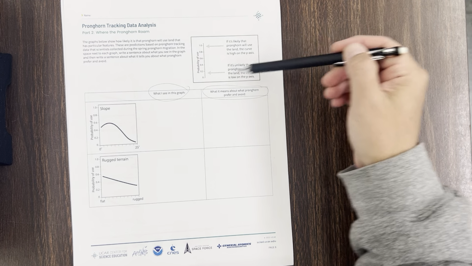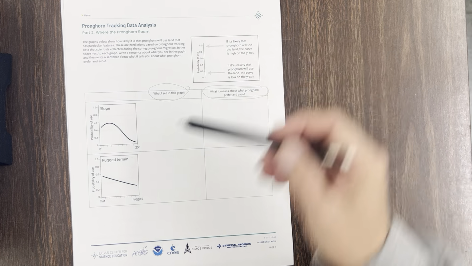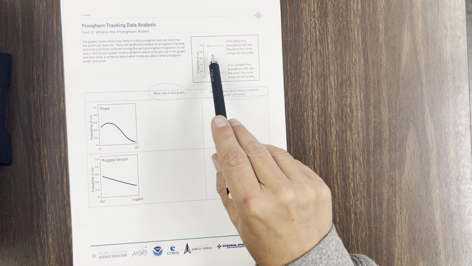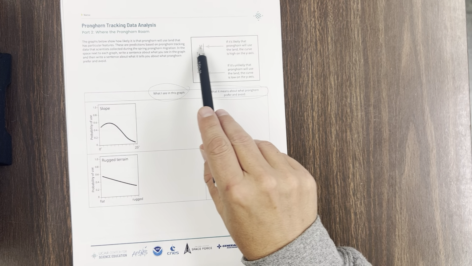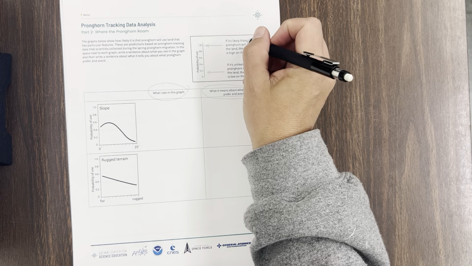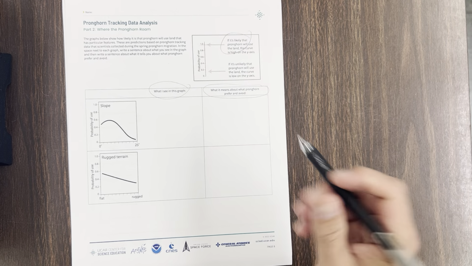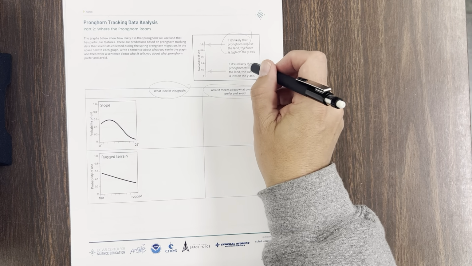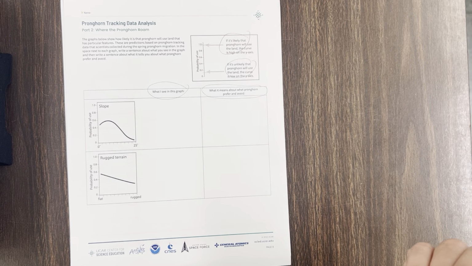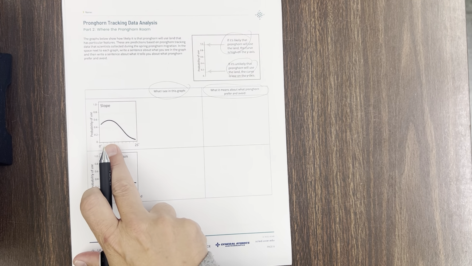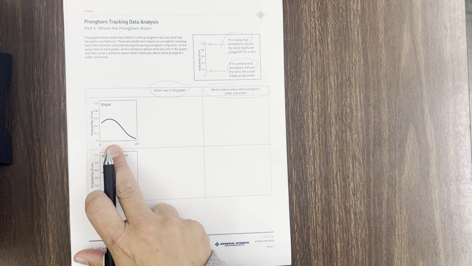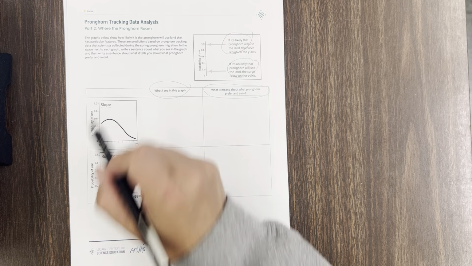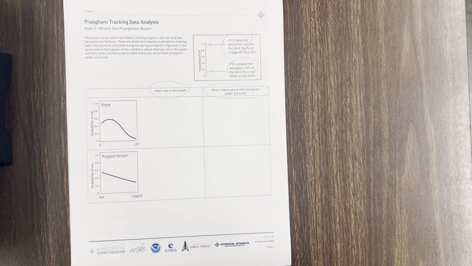And they talk about it in this box, but what they're saying is if the data is up here near the top, that means the pronghorn like that land. If it's data that's down here towards the bottom, the pronghorn don't like it. They don't spend as much time there. So we look at this first graph, and it says slope. Now what they're talking about is the slope, or the angle of the land.